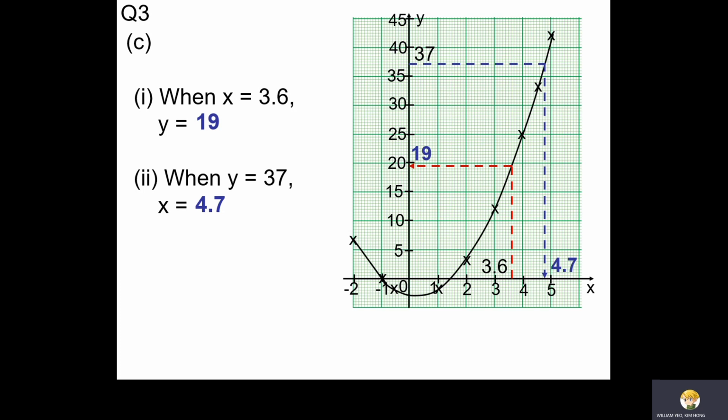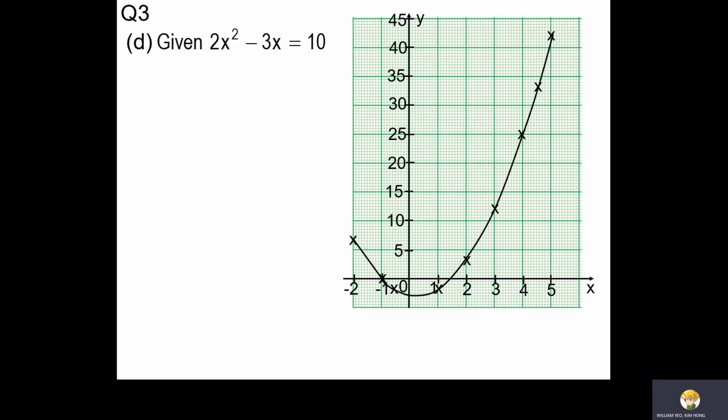So whether you get the correct answer or not depends largely on your graph. If this graph is not accurate, not smooth enough, it will affect your answer here. And then part D, you know lah.